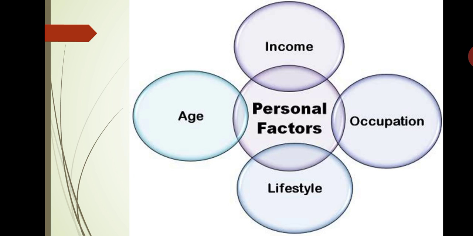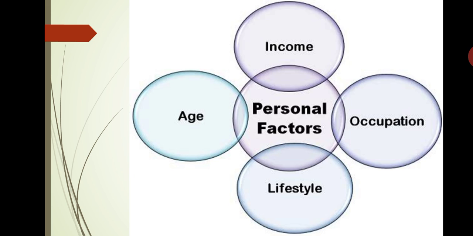What is income? Here income is also a factor which influences the consumer behavior of the customer, right? So here income is an important source of purchasing power. So without income we cannot purchase anything, right? So it is the main source to purchase something. So the buying pattern of people differs with different levels of income.